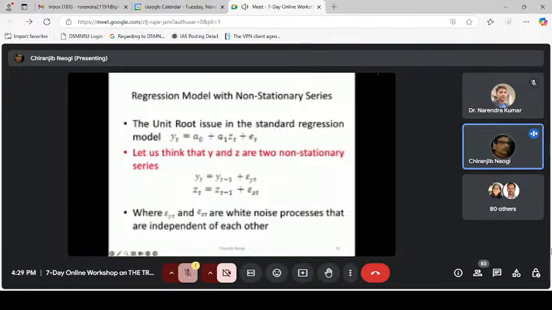Now the unit root issue in the standard regression model. Suppose this is the standard regression model, and in this, z is the independent variable, y is the dependent variable, but this y has some pattern like this, and the z is also some pattern like this. Now, these are stochastic series. These are stochastic term or white noise term.